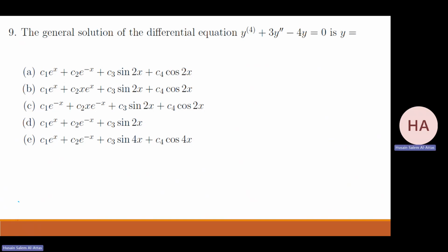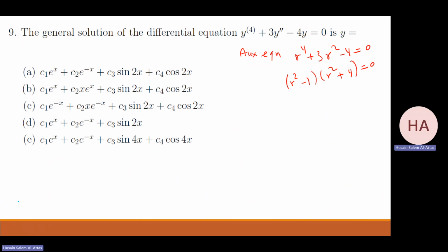I want to solve this equation. I have the auxiliary equation r to the power 4 plus 3r squared minus 4 equals 0. I can factor it. That will be r squared, I need plus 4 and minus 1.